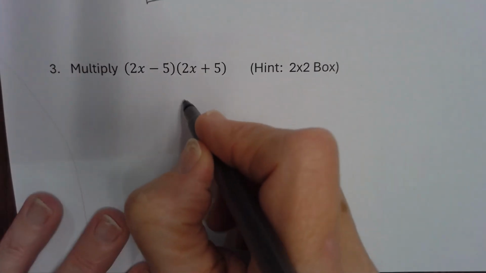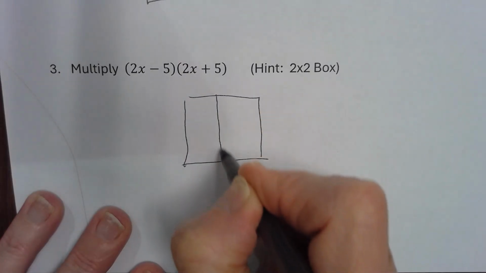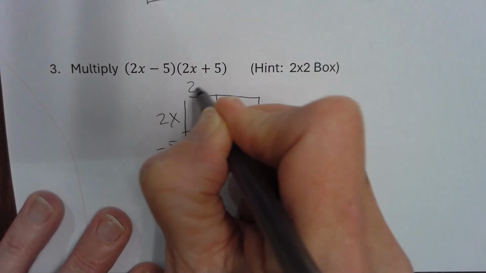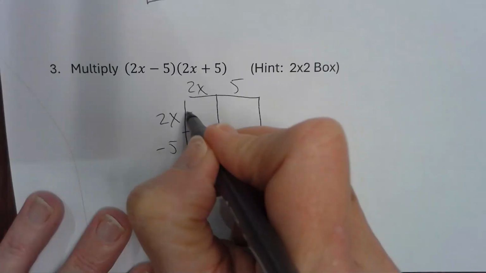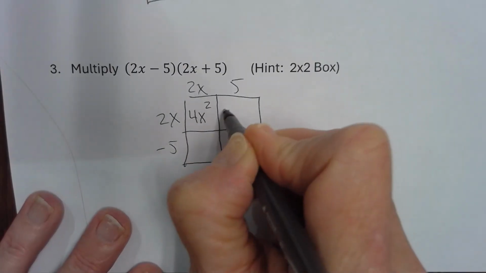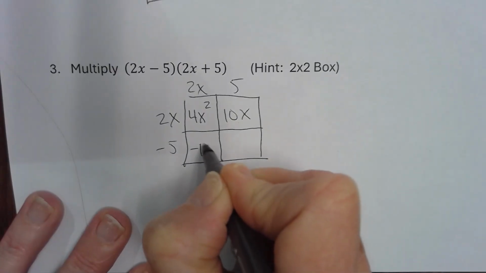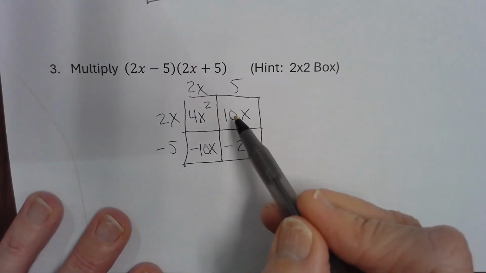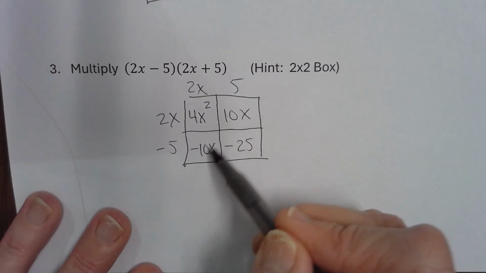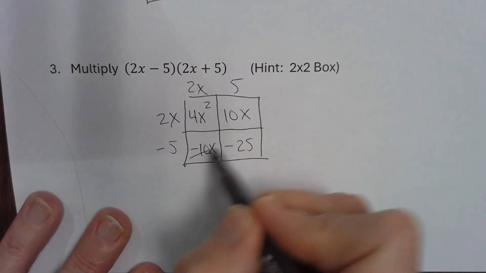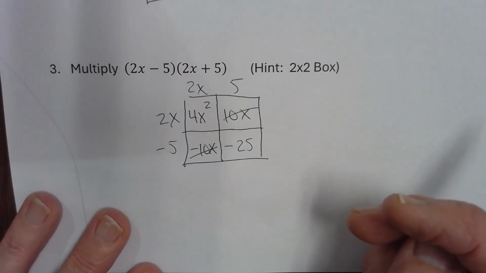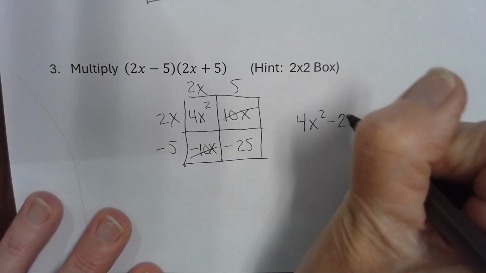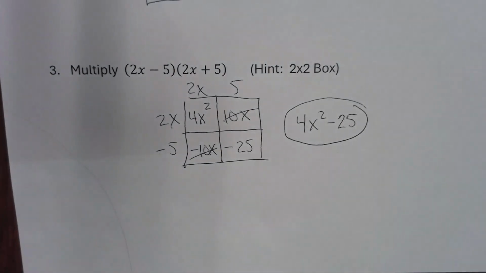Okay, another 2x2 box. Something funky's going to happen though, that's why I put it on here. When I multiply, I get 4x squared, positive 10x, negative 10x, and a negative 25. What happens when I combine my x terms? They go completely away. It's 10 minus 10. So I get 4x squared minus 25. There is no middle term.